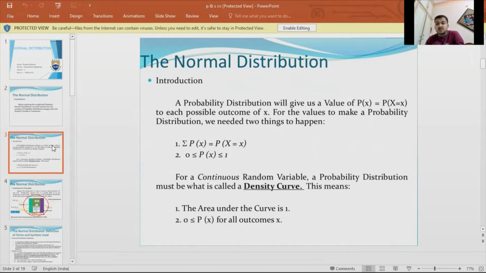For a continuous random variable, the probability distribution must be what is called a density curve, which means the area under the curve is 1, and 0 is less than or equal to P(x) for all outcomes of x.